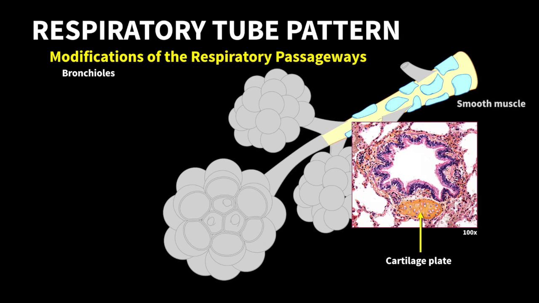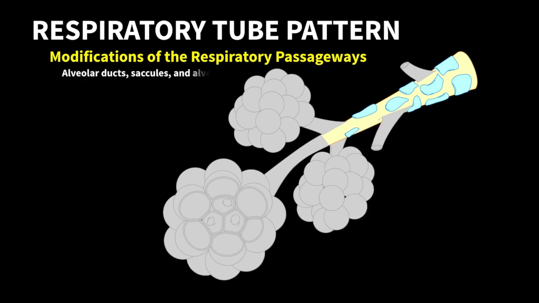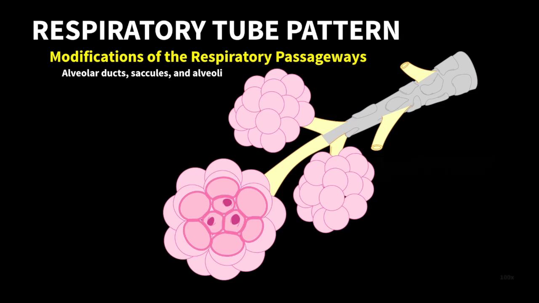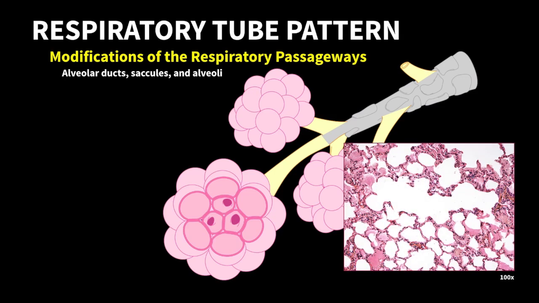The smooth muscle becomes relatively thicker and encircles the tube in spiral bands that reinforce these small tubes. The greatest modifications appear as the bronchioles branch to form the dead-end alveolar system, consisting of alveolar ducts, alveolar saccules, and the pulmonary alveoli. These small passageways lose the external and middle layers completely and have walls comprised of simple squamous epithelium and a thin basement membrane.